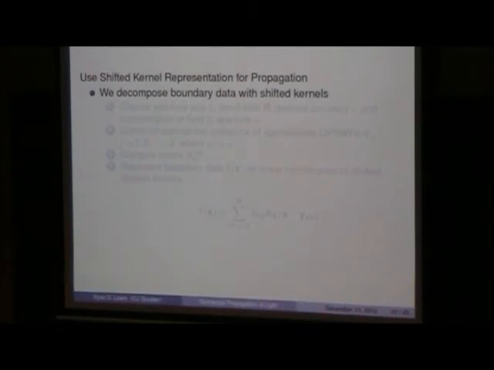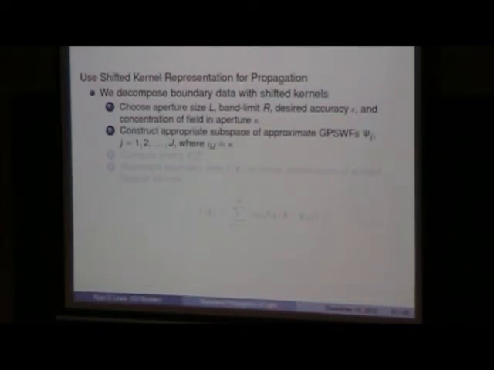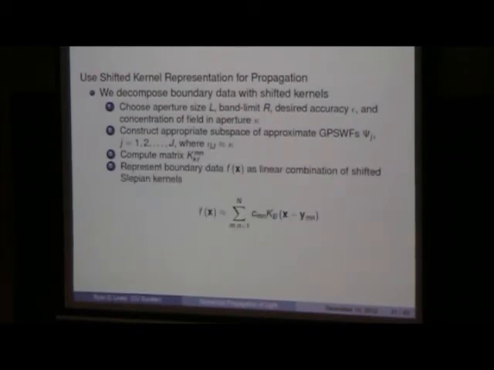So now we can actually use this to do high accuracy propagation. It works like this. You start with your boundary data and you express it using shifted kernels. We do that by, from physical considerations, choosing an aperture size, a band limit, a desired accuracy, and this parameter kappa that tells you how concentrated your field is inside the aperture. So kappa should be very close to 1. You construct the appropriate subspace of generalized prolates. You build that matrix K made out of stuff. And then you represent your boundary data as a linear combination of shifts of the Slepian kernel. So this can be done with arbitrary accuracy.